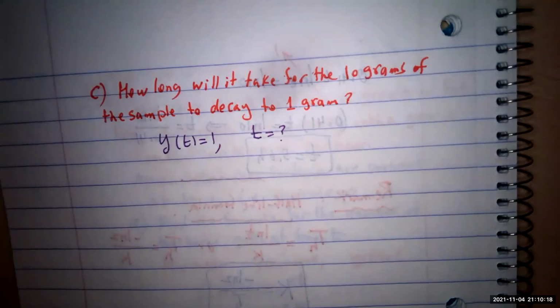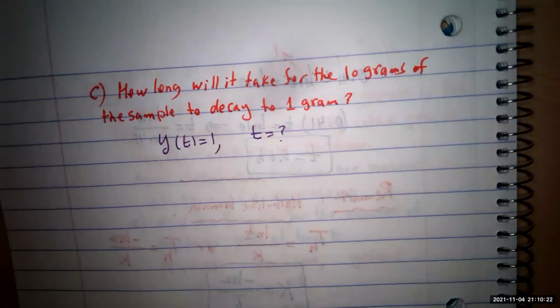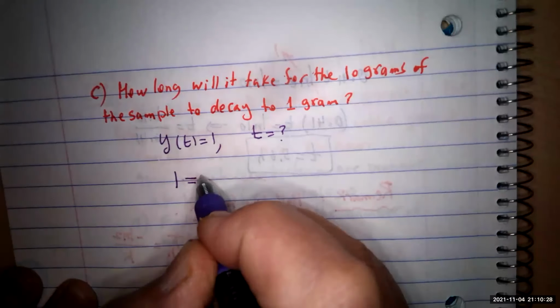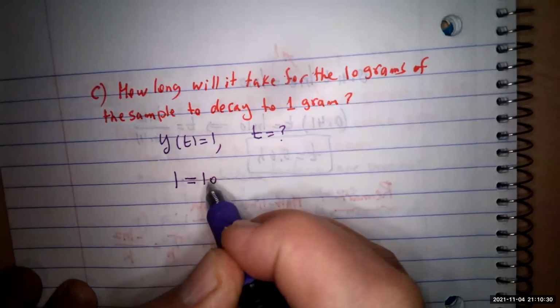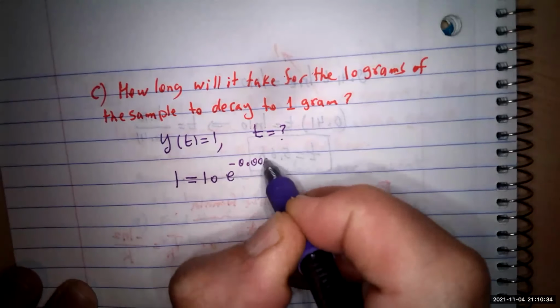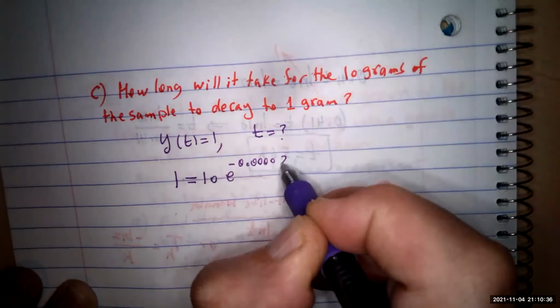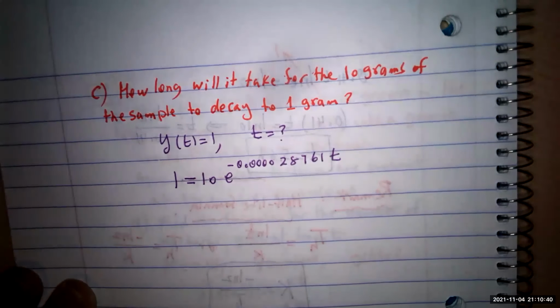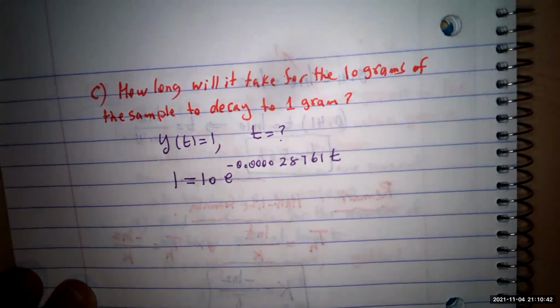Going back to the formula that we have, if you put y of t equal to 1, it's going to be 1 equal to the 10 grams that we did have, e to the negative 0.123428761 t. You have to solve for t.